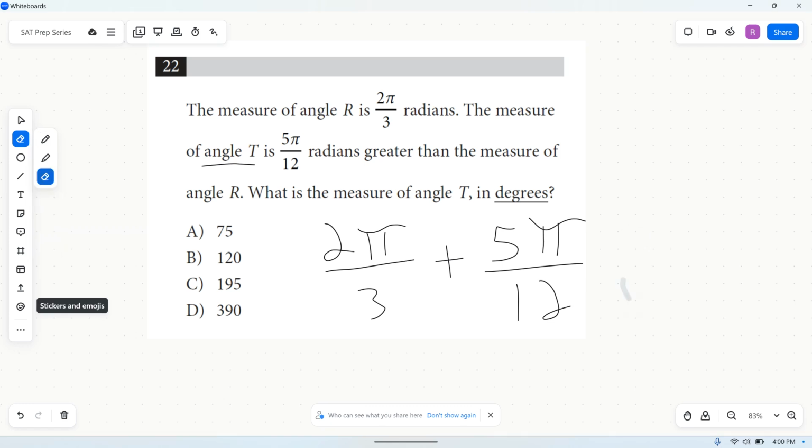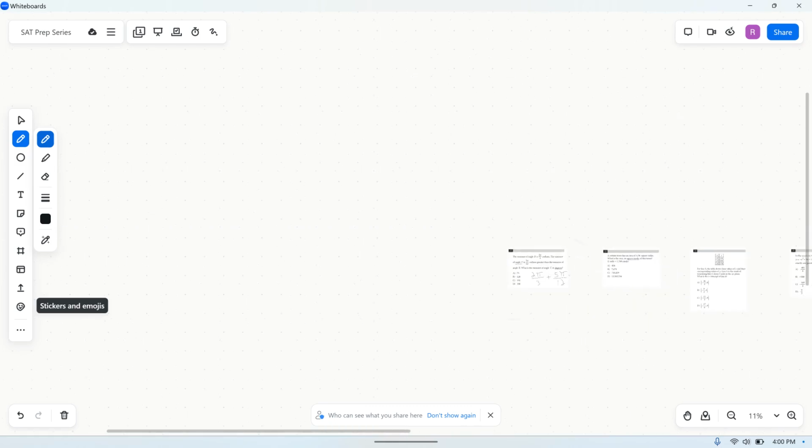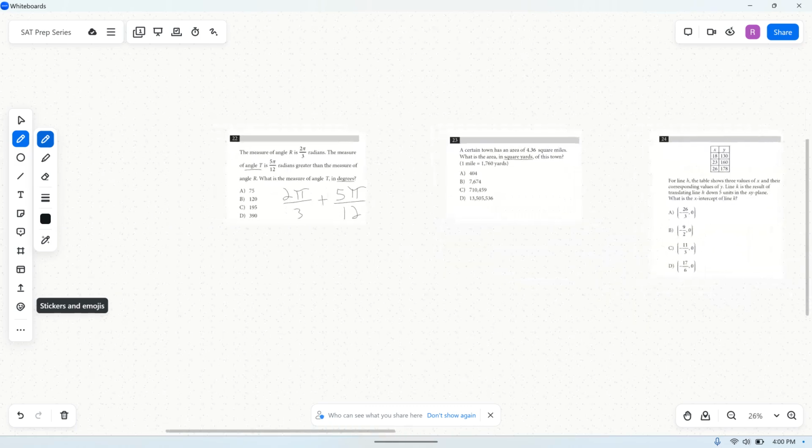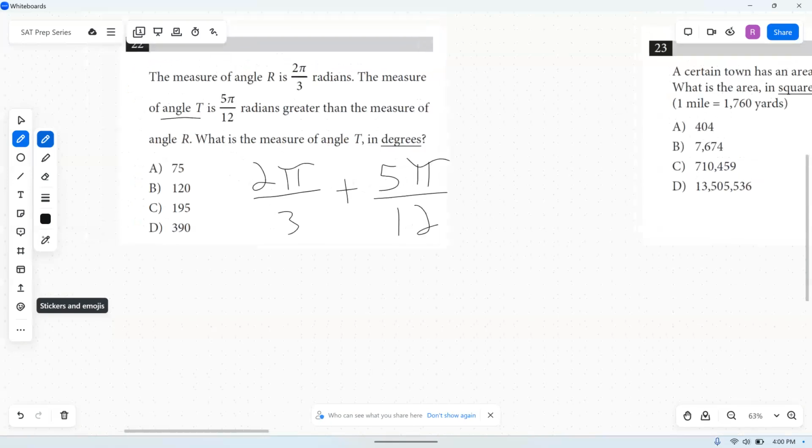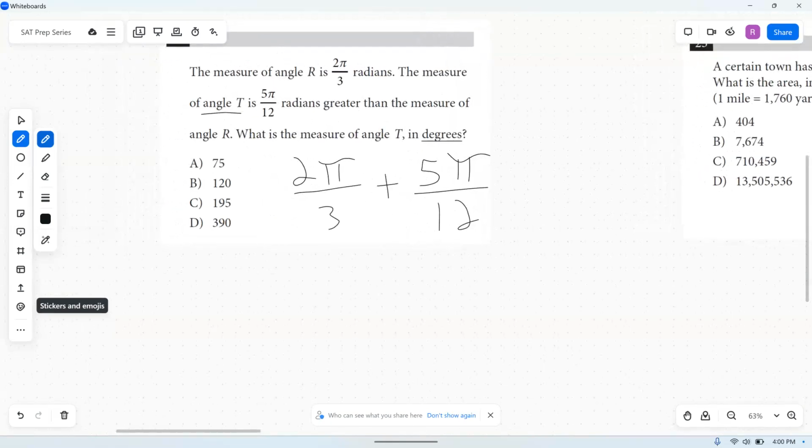Whenever we are adding fractions, we need common denominators. So I need common denominators. So how am I going to get common denominators? Well, I'm going to look for the least common multiple between 3 and 12. It happens to be 12. So if I want to turn my denominators over here into 12s, I should multiply by 4 over 4.